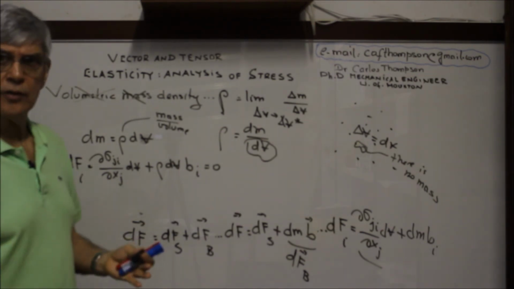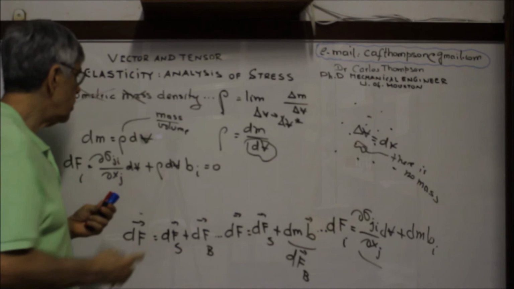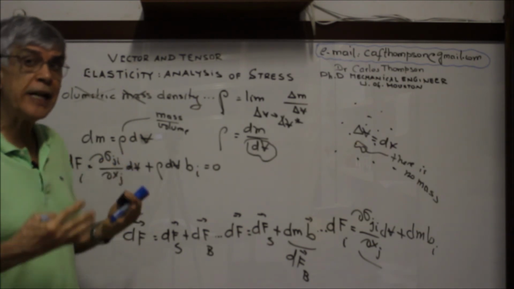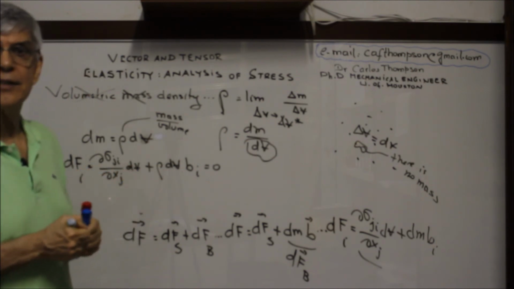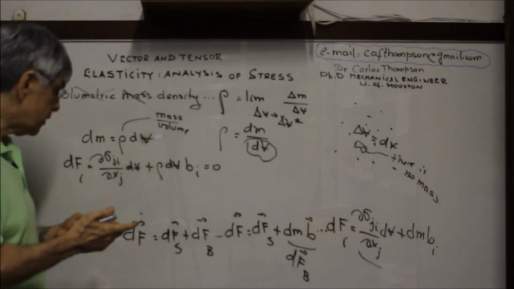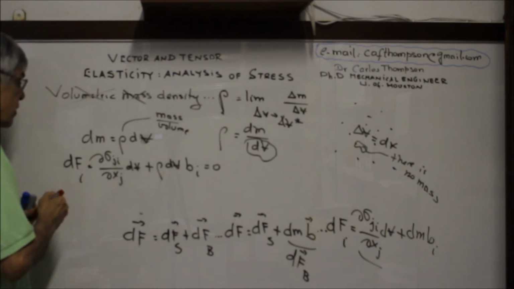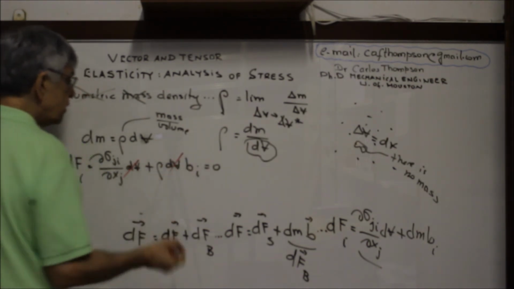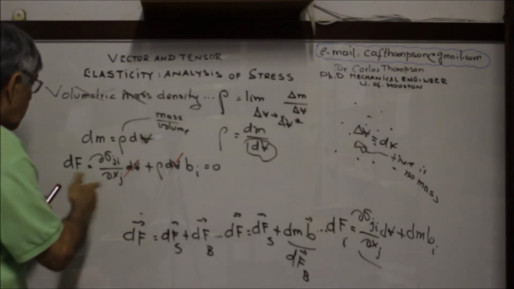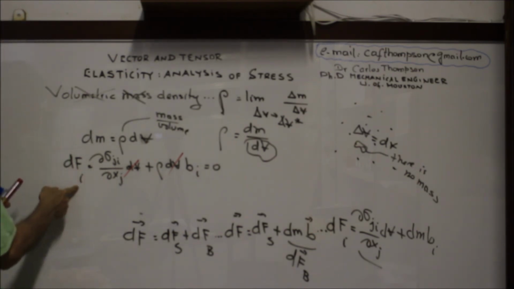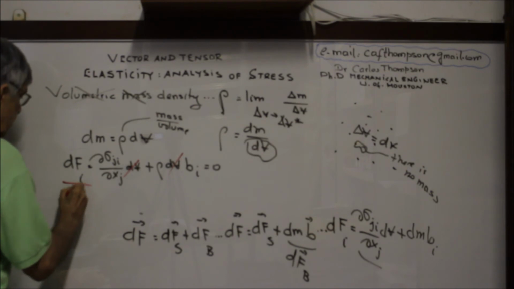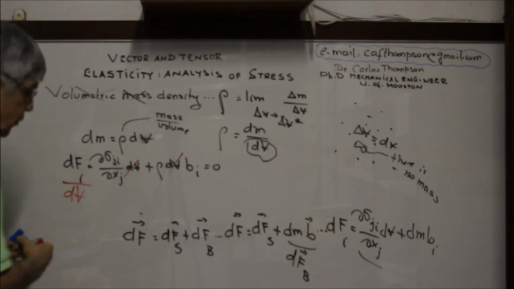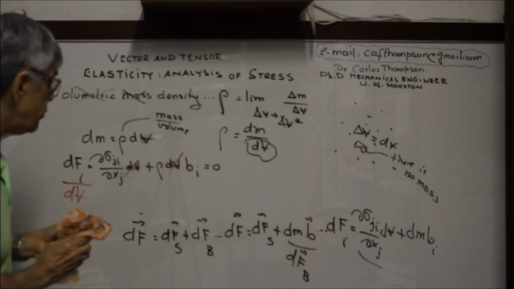Many books and videos just use rho without explaining clearly why you use the density and not the mass. It is because you can cancel dV over here. That's it. So this is not dFi anymore, because dFi is force. Now here it is actually force divided by volume.